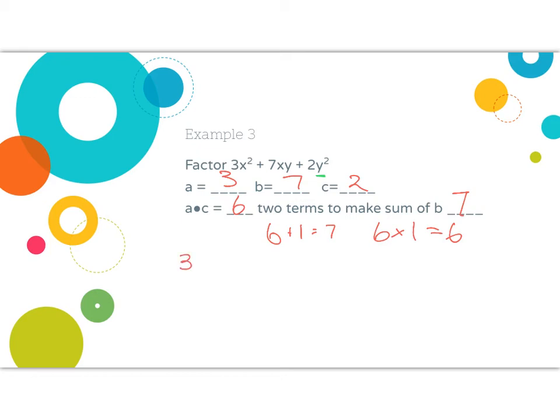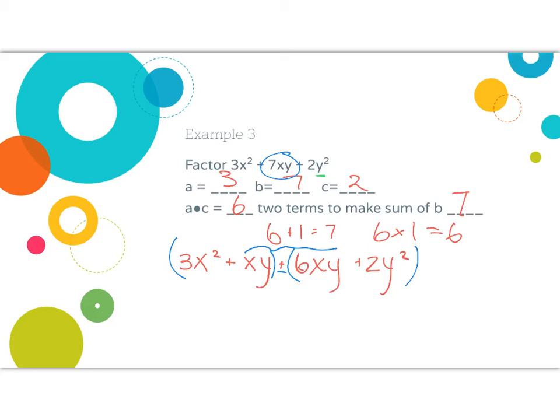So I'm going to say 3x squared plus xy plus 6xy. Again, these two values add to our 7xy, plus 2y squared. It hasn't changed. Bracket our first two terms, bracket our second two terms, leaving the positive in between.